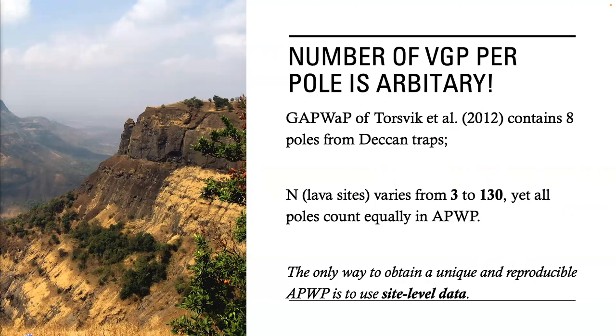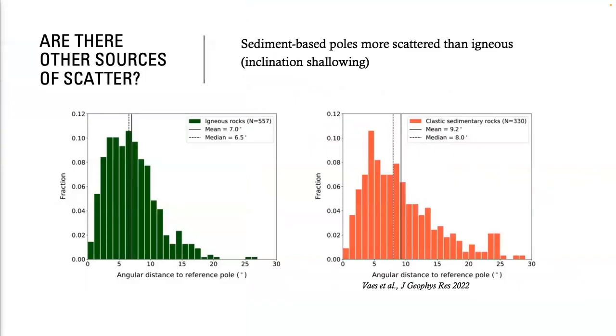The problem with that, however, is that we have, as a community, never published the data on site level. For lavas, we typically do, at least on lava-site level, but for sediments, we typically don't. So one of the ways we overcome this now is to see, this is another cause of scatter. Sediment-based poles in the apparent polar wander path of Torsvik are more scattered than igneous poles. Also, this is intuitive. This is not unexpected, but it is probably to do, for instance, with inclination shallowing. But this is a worry. We should have a look at what we do with sediment-based poles.